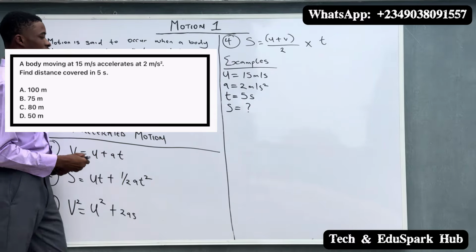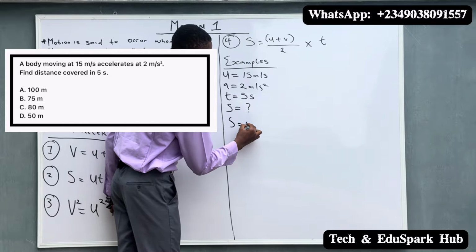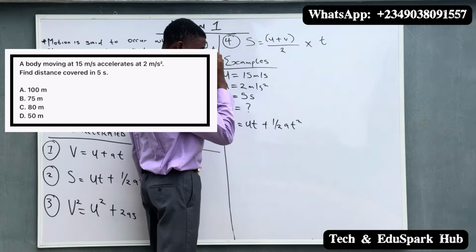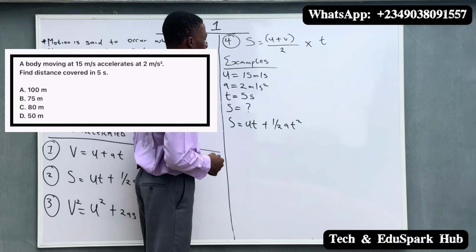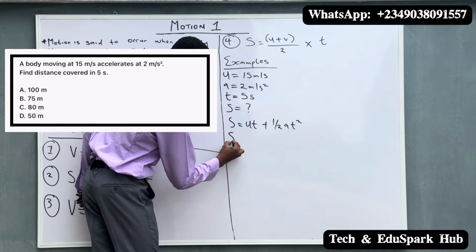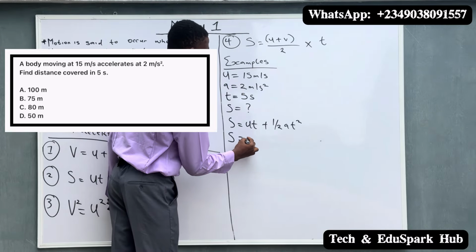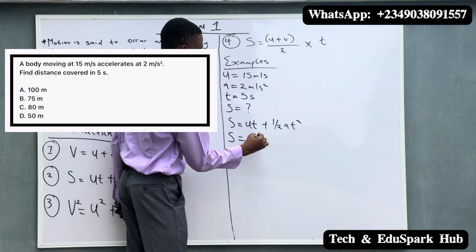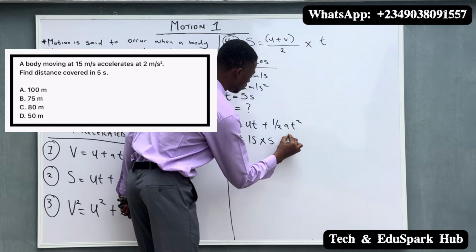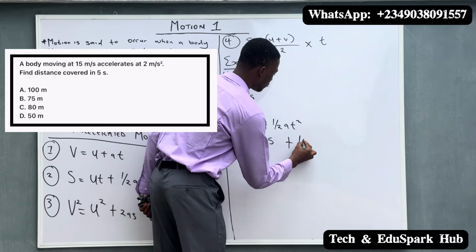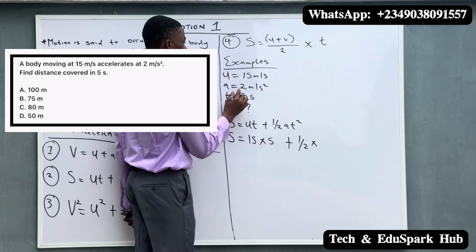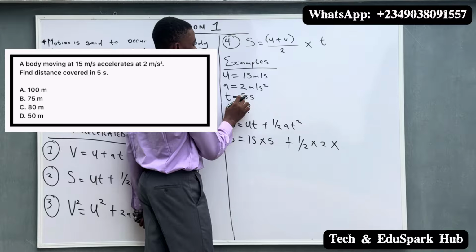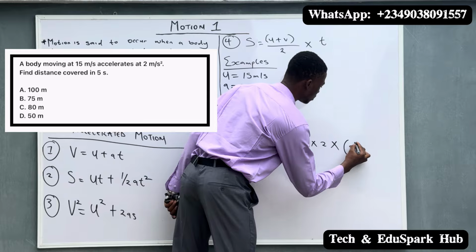So in this case, we'll be using our formula, which is s equals ut plus 1/2 at squared. So our s, which is the distance that we have to calculate, is equal to, what is our u? Our u is 15 meters per second multiplied by our time. What is our time? Our time is 5 seconds. So we have ut plus, what is our half? We have half multiplied by, what is our acceleration? Our acceleration is 2 meters per second squared multiplied by t squared. What is our time? Our time is 5. So we have our t squared, which is 5 squared.